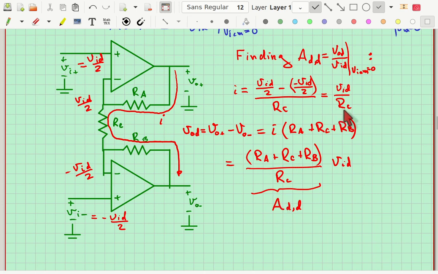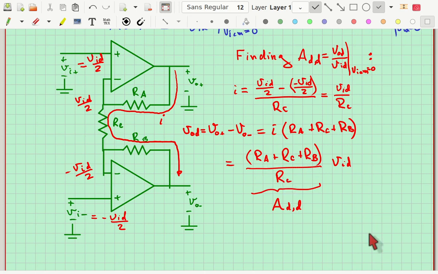So replacing I with this VID over RC, we end up with this equation right here, from which we can see that AD comma D is this sum of the resistors over RC. So we'd like that to be big, so all we have to do is make RA and RB big, and we will get this sum is always, this gain is always going to be greater than 1.